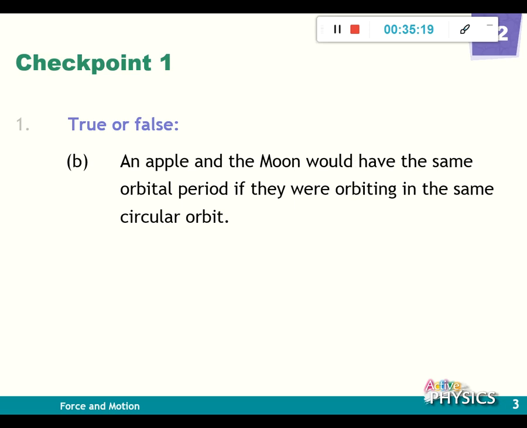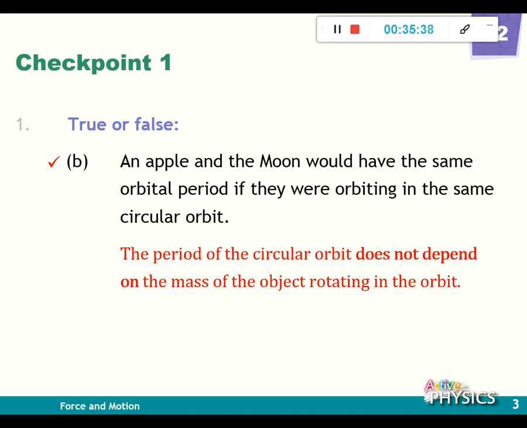Part B, an apple and the Moon would have the same orbital period if they were orbiting in the same circular orbit. Orbiting in the same circular orbit means the same orbit. Yes. Okay, the period of the circular orbit does not depend on the mass. I have mentioned that satellites and the space station are not the same in mass, but they can have the same circular orbit because they have the same linear speed.